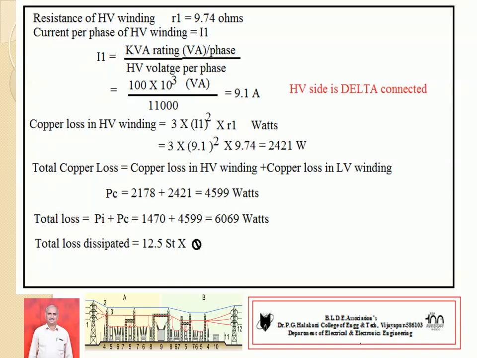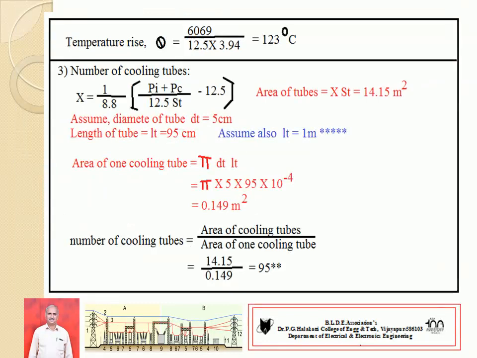So add the total copper loss of HV winding and copper loss of LV winding, we are going to get total copper loss, that is 4599. So total loss, iron loss plus copper loss, 6069 watts. You see there, different types of problems are available, you have to solve. Similar types of problems, but different types, it is very different. So finally I am going to get temperature rise, total loss divided by loss dissipated, 123 degree centigrade.